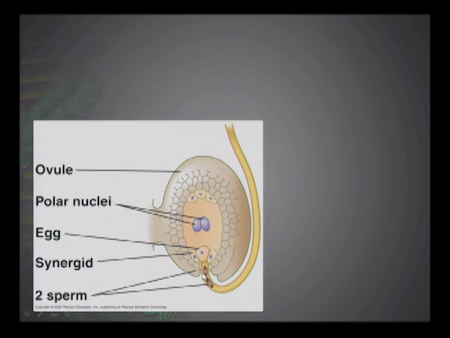So the tube grows down. What's going to happen is the tube nucleus is going to die. Then we have 2 sperm nuclei. One of the sperm nuclei will fuse with the ovum to produce a zygote. And here the other sperm nucleus will fuse with the 2 polar nuclei to form a triploid cell. And that triploid cell will divide to form the endosperm of the developing seed.